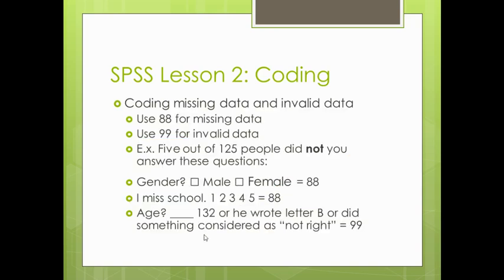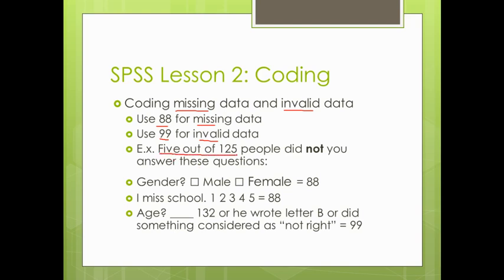So next lesson, we learn some more coding techniques. How are we going to code missing data and invalid data? So basically, the research community agrees that a 2-digit code, 88, is appropriate for coding the missing data, and 99 is a good code for coding invalid data. I want to provide an example here.